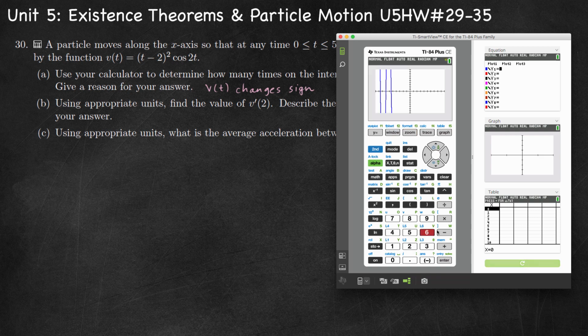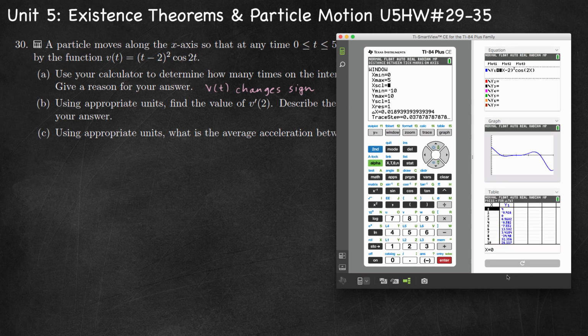And we'll try just a standard window. Wow, lots going on there. We only really have to look on the interval that we were given, and that was for times 0 through 5. So let's make our x min 0, our x max 5, and see what we get there. Okay, and then how many times does this graph change sign? Well, it changes sign right before 1, and then somewhere between 1 and 3, and then somewhere just before 4.